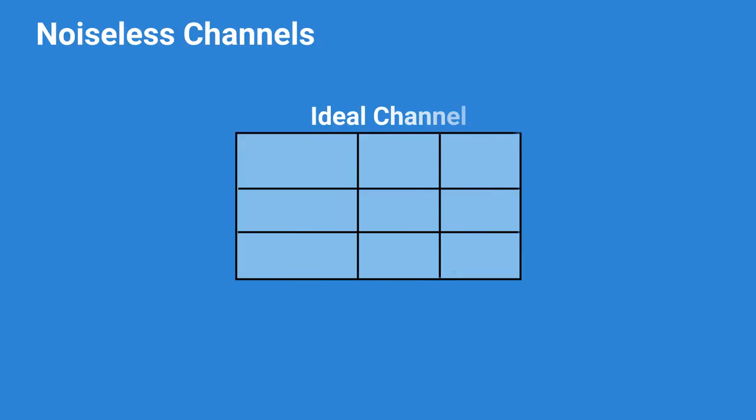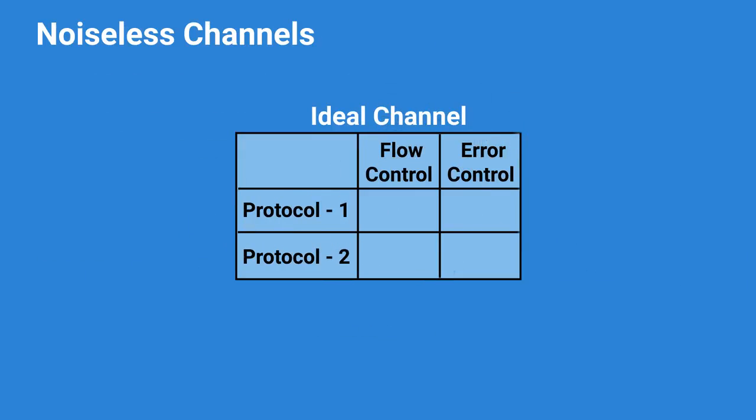Noiseless channels. Let us first assume an ideal channel, where no frames are lost, corrupted, or duplicated. We discuss two protocols for this type of ideal channel. The first type of protocol does not use flow control, and the second one does. And neither of them has error control, because we have assumed that the channel is perfectly noiseless.